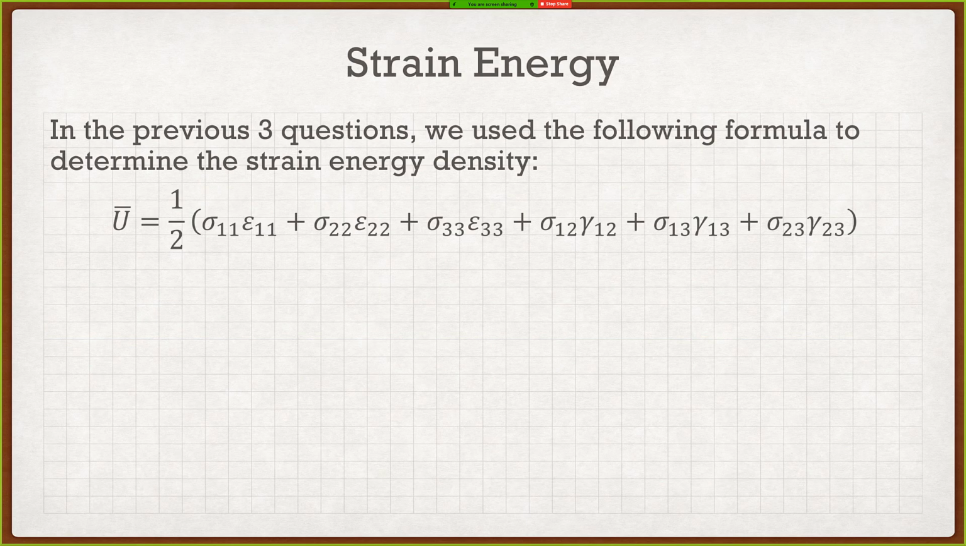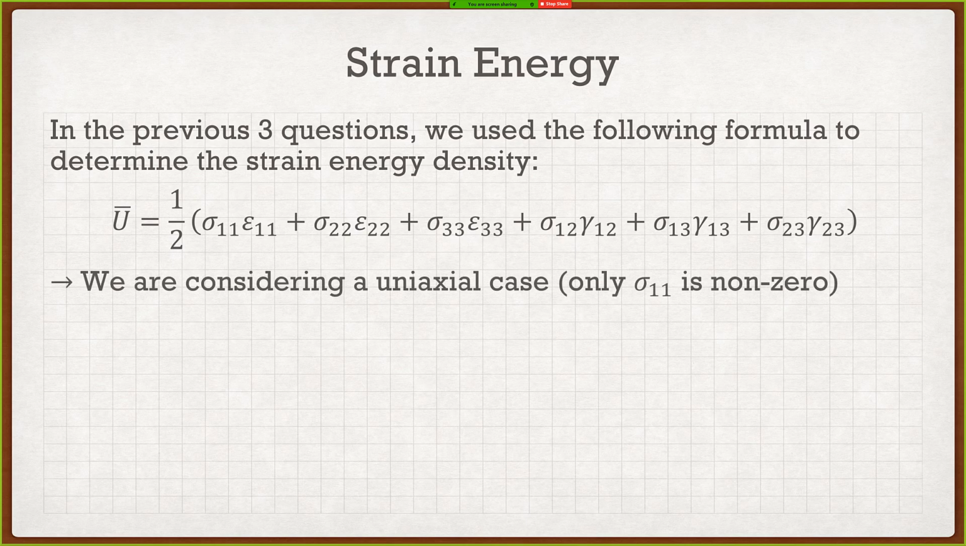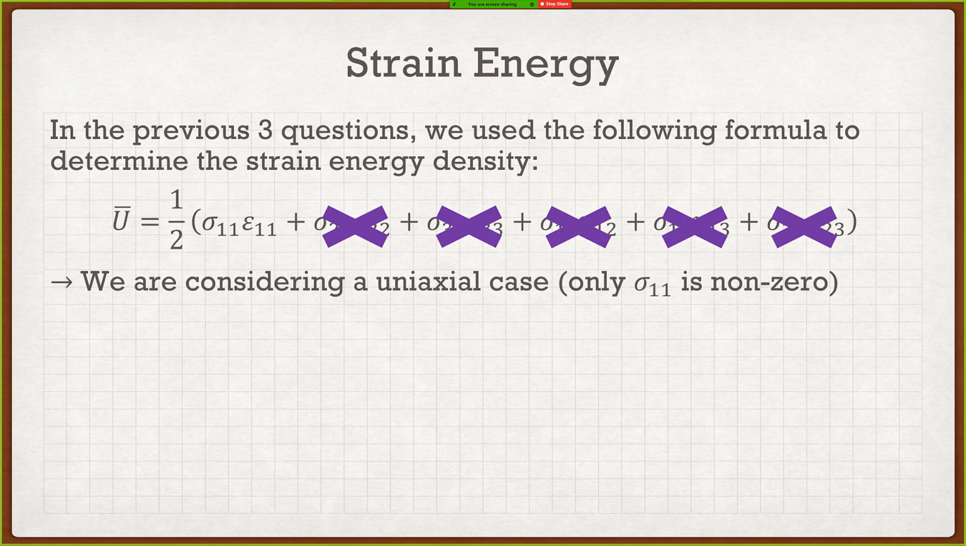Up until this point, in the previous three questions, we always used the same formula for strain energy, where U is equal to 1/2 multiplied by sigma 11 times epsilon 1 plus etc. Now what's nice for us is we have a uniaxial case. Therefore, sigma 11 is our only non-zero component. What does that do for us? Well, that gets rid of 5 of the terms. So basically, our strain energy density is simply 1/2 multiplied by sigma 11 multiplied by epsilon 11.